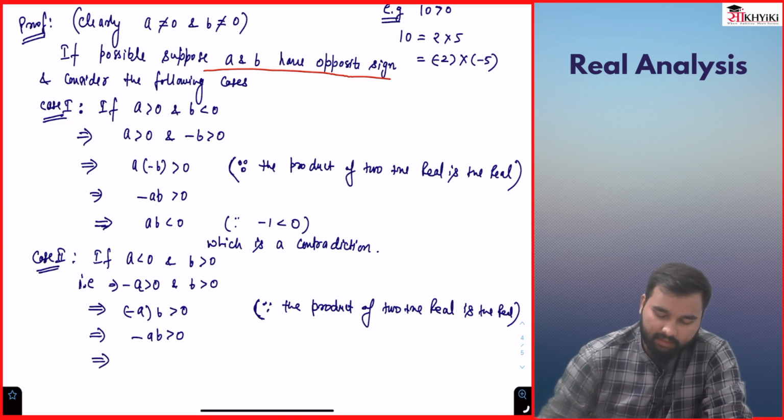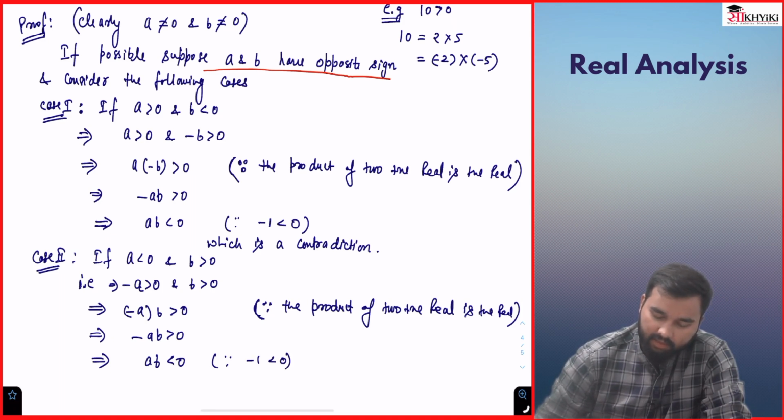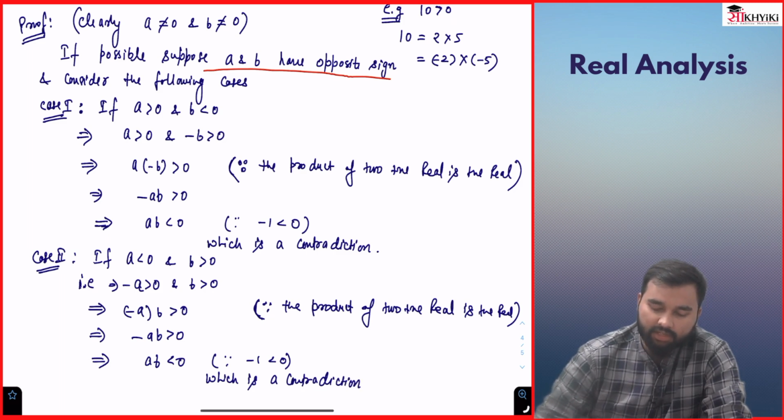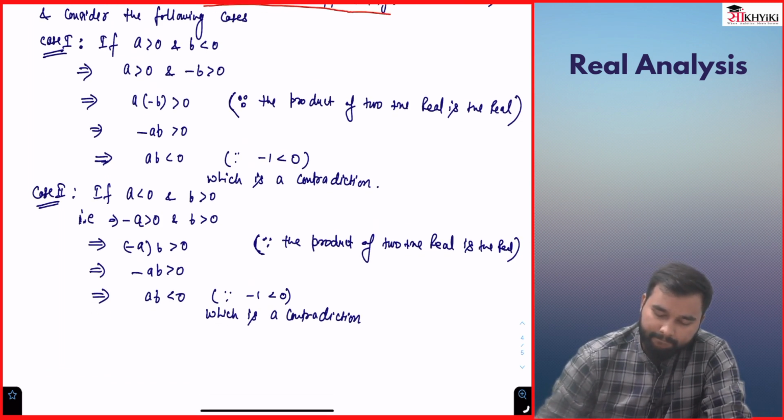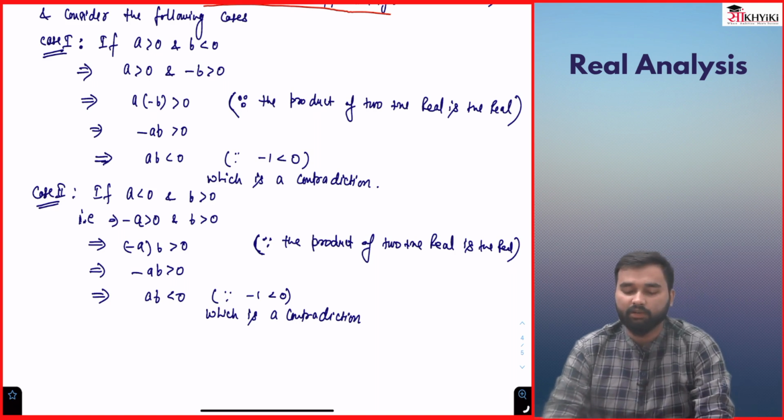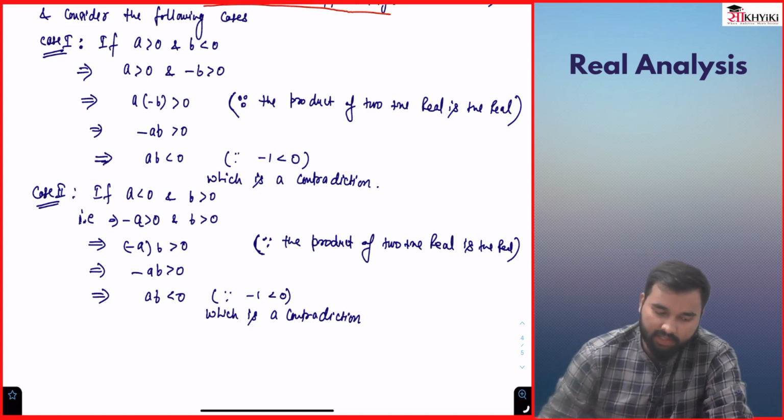And from here again we have negative of AB is greater than 0, and again multiply it with negative of 1, but we have AB must be less than 0. And why did it happen? Since negative of 1 is less than 0, which is again a contradiction. And we know the reason why: since the product of A and B is given positive.